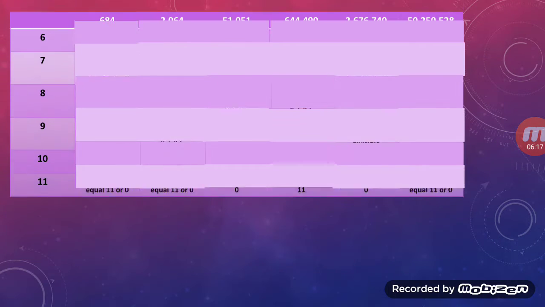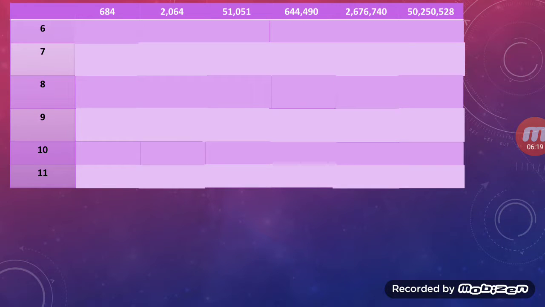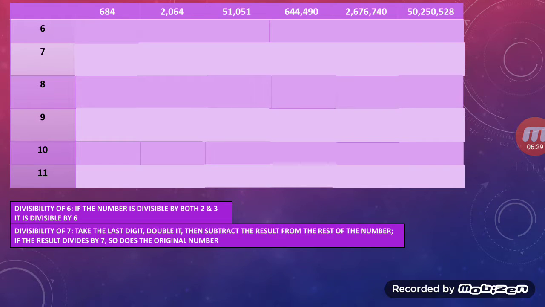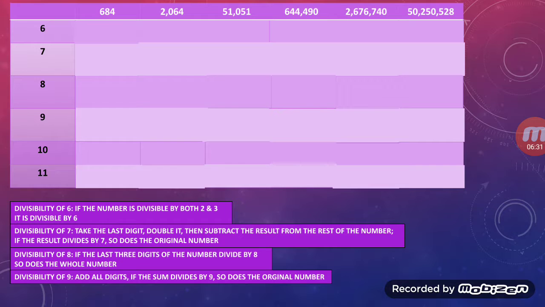Now, moving on to this slide, we have 6, 7, 8, 9, 10, and 11, as well as the same example numbers we were using for the previous slide. And we will go over their divisibility rules as well, starting with 6 and ending on 11.